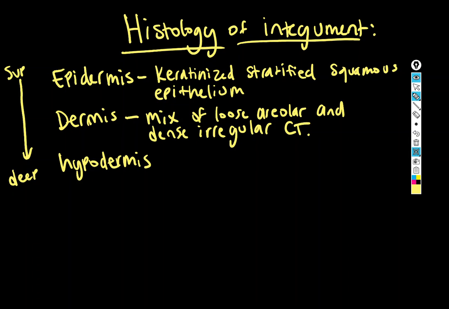And the dermis is where you're going to find the accessory structures of the integumentary system. So things like sebaceous glands, sweat glands, hair follicles, various corpuscles that allow detection of the touch sensation, etc.